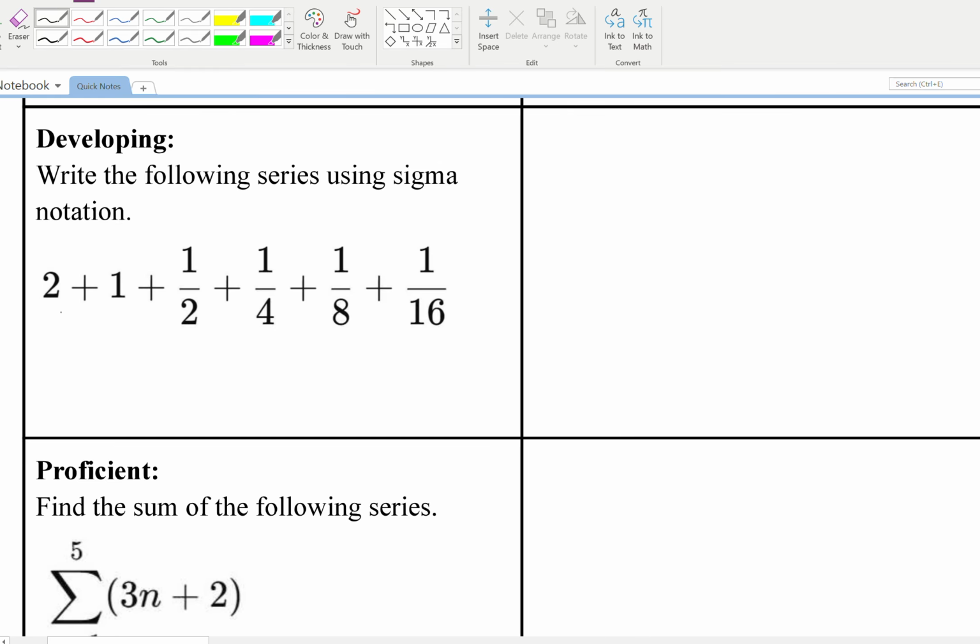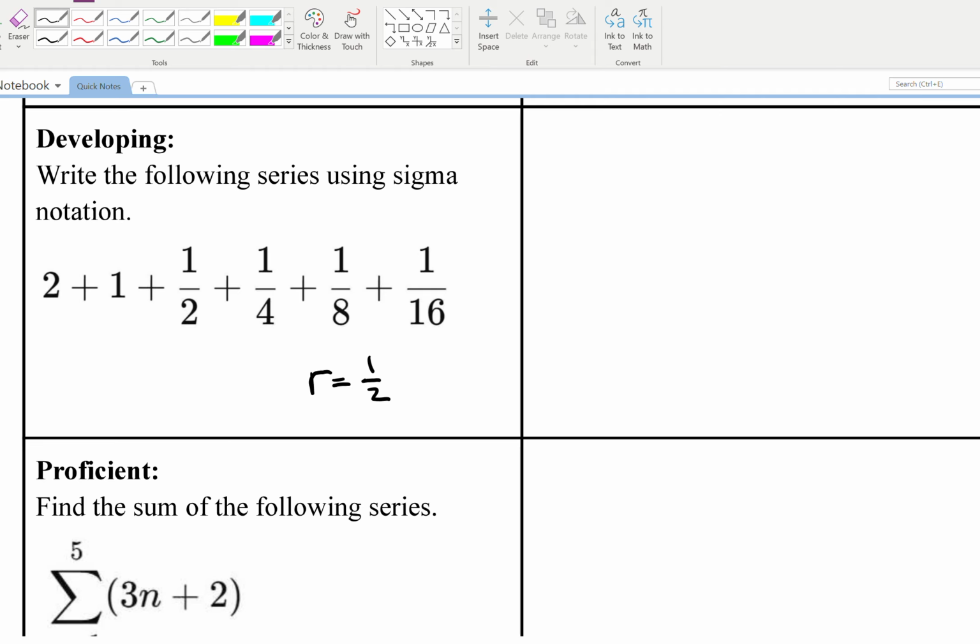If I take 2 and divide by 2, I get 1. And if I take 1 and divide by 2, I get 1/2. And I divide by 2, I get 1/4. And so it would appear that the common ratio is 1/2.